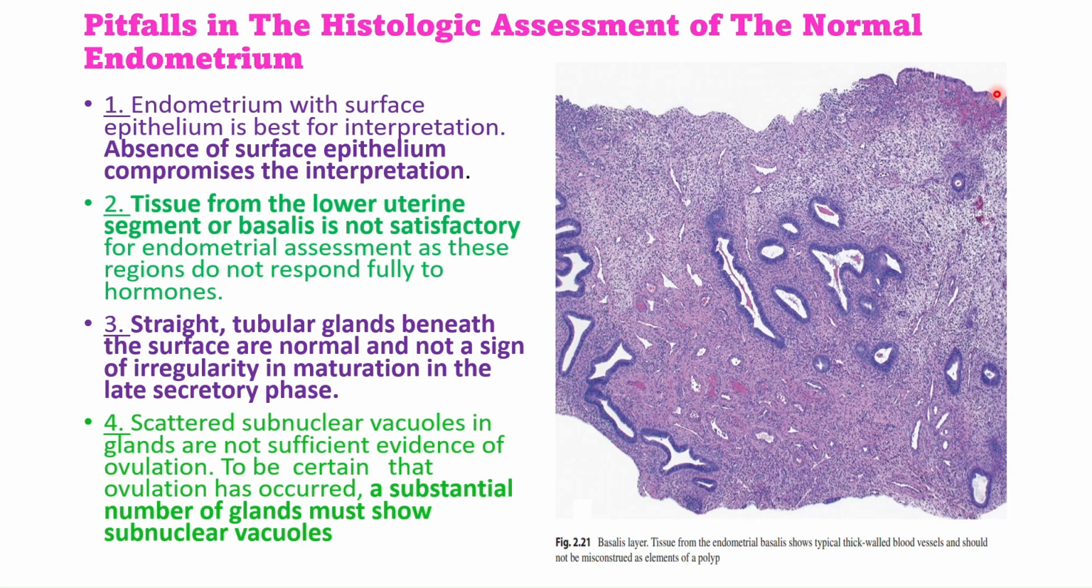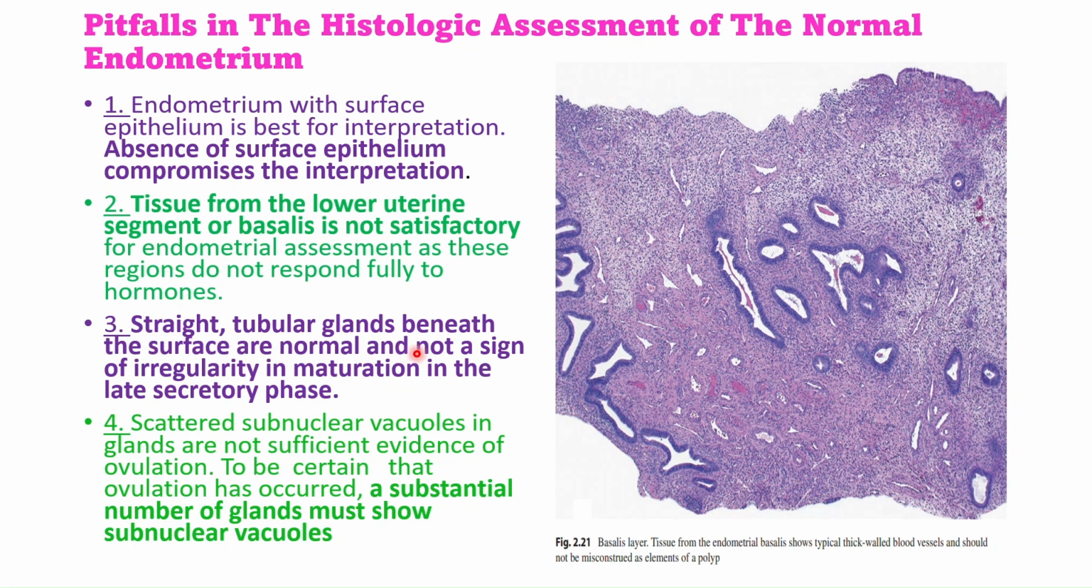Here you can appreciate this is the surface epithelium. This is a thinned out endometrium. Here is weak proliferative gland, and this is the basalis layer. And here typically thick walled blood vessels are there. So this should not be considered or misconstrued as an element of polyp.